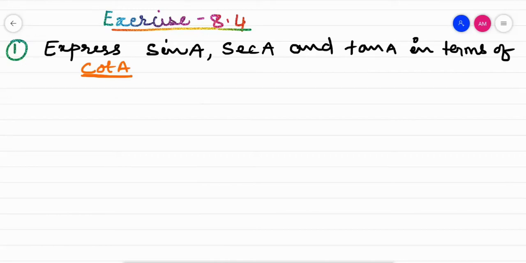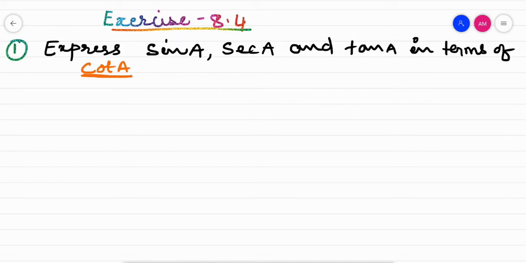Good morning, dear students. Today we shall start exercise 8.4 of Introduction to Trigonometry, chapter 8. Now let us see what is the first question. Express sine A, sec A and tan A in terms of cot A. That means you have to write sine using cot, sec using cot, tan also using cot.